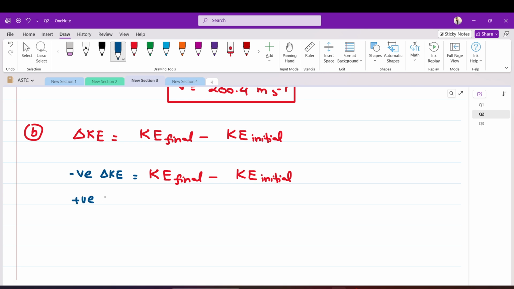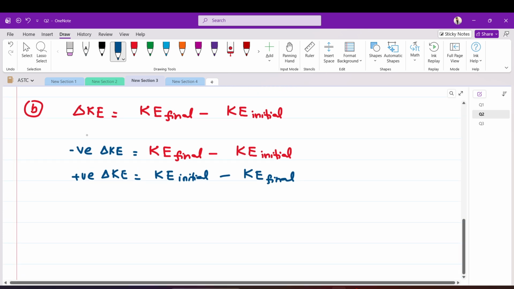If I want my delta KE value to be positive, what I'll have to do is shift this to the other side and bring whatever is here onto the left-hand side. So my formula will become initial kinetic energy minus final kinetic energy.